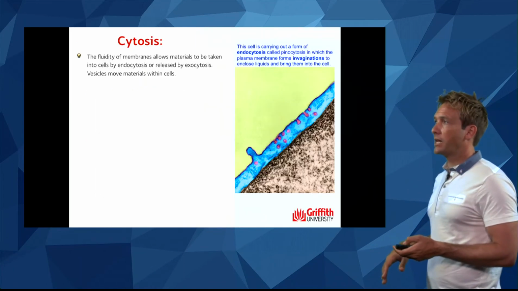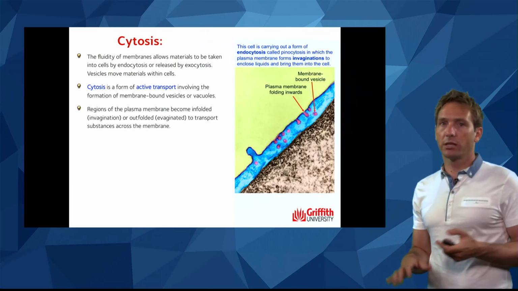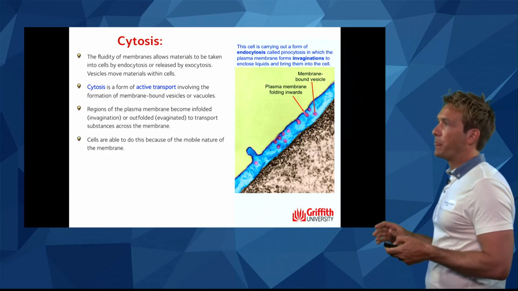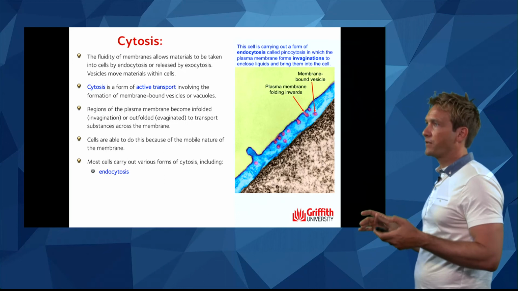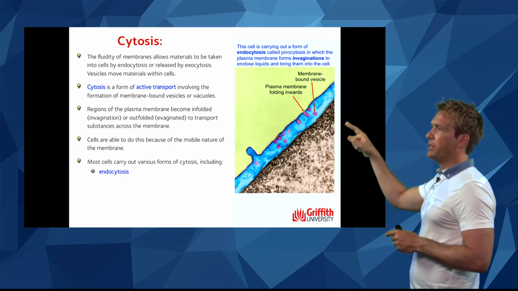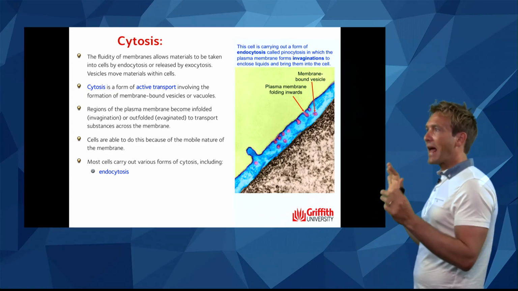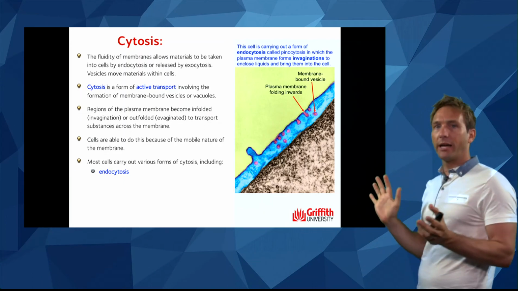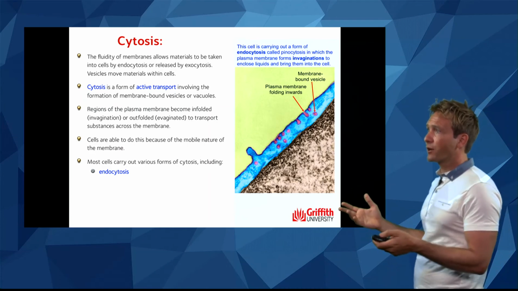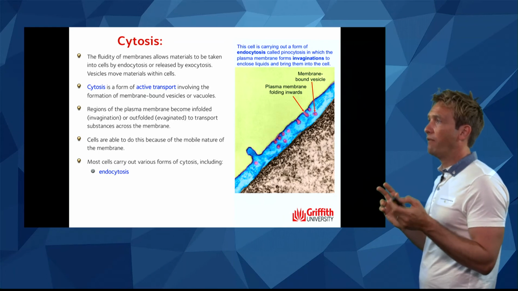Okay, now last but not least for active transport, this is cytosis. Now it's relatively large, but we'll try to knock it off really easy. Cytosis is to do with the use of membranes for moving larger particles. These phospholipid membranes are semi-fluid, and they can actually move particles by making a bubble, and that is cytosis. It's a form of active transport involving the formation of membrane-bound vesicles or vacuoles.